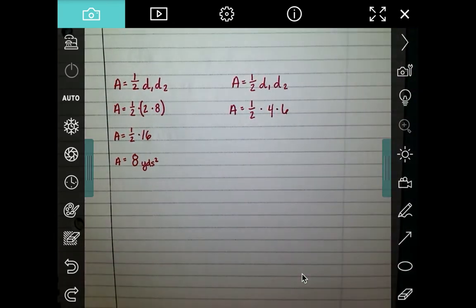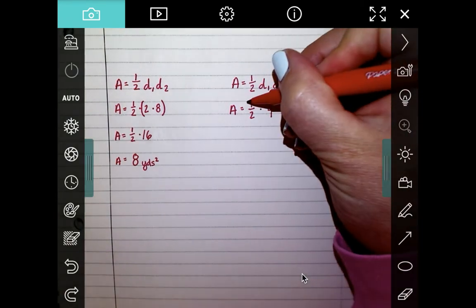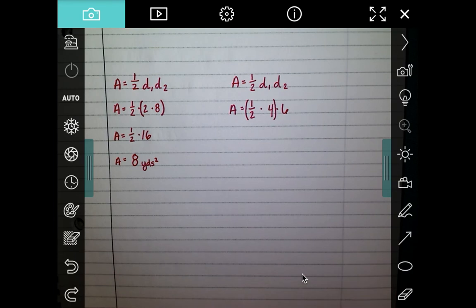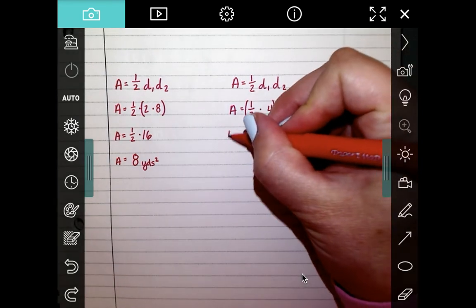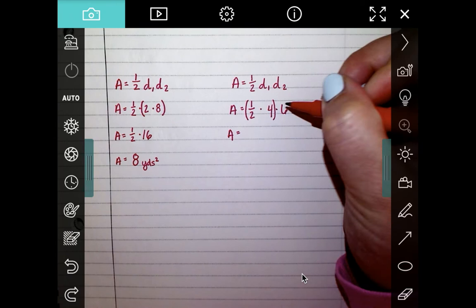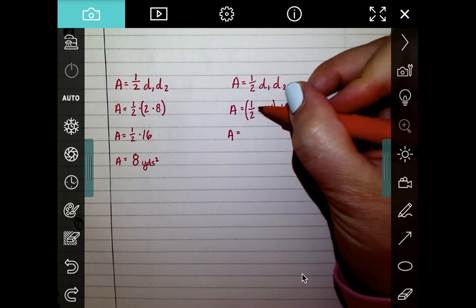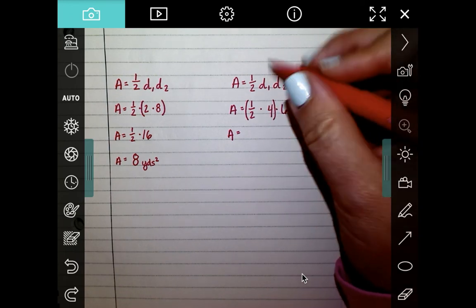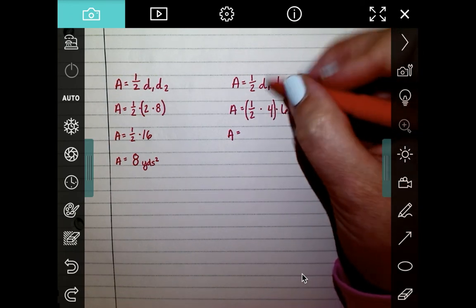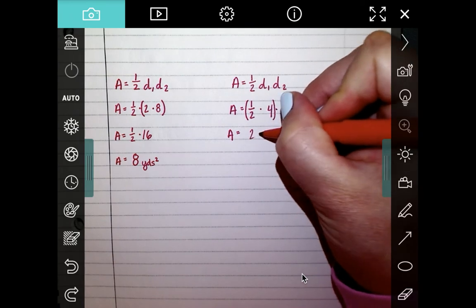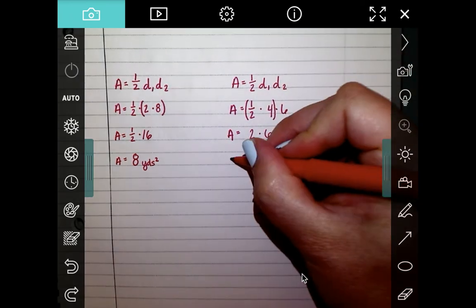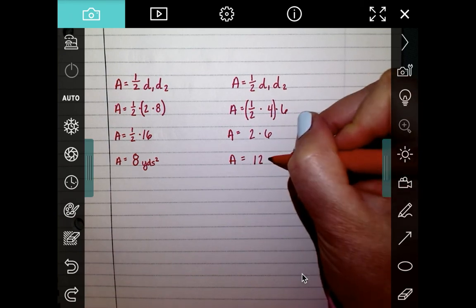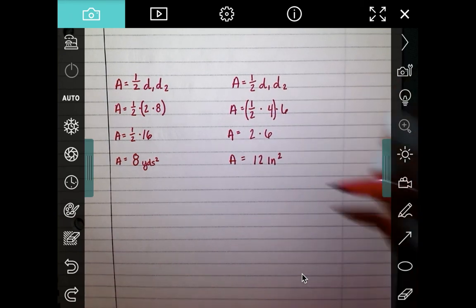All right. So for this one, what I'm going to do to show you an option is I'm going to multiply the 1/2 and the 4 first, to show you the commutative property. So area equals 1/2 times 4. You could think about it like 0.5 times 4, or you could think about it as 4 divided by 2. 4 divided by 2. And the answer is 2 times 6 is left. The area equals 12, and this unit was inches squared.